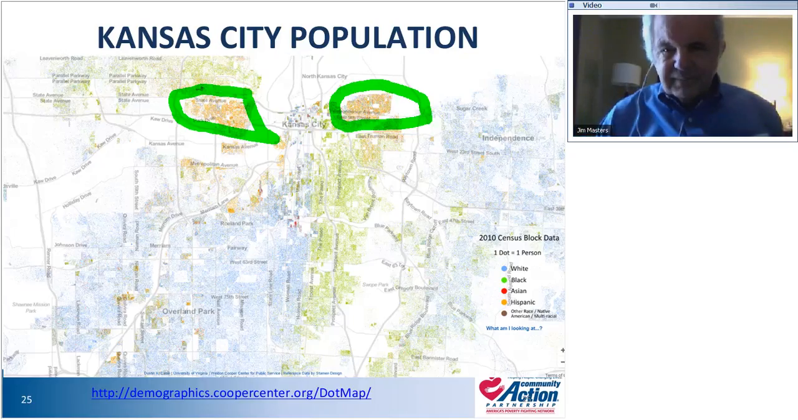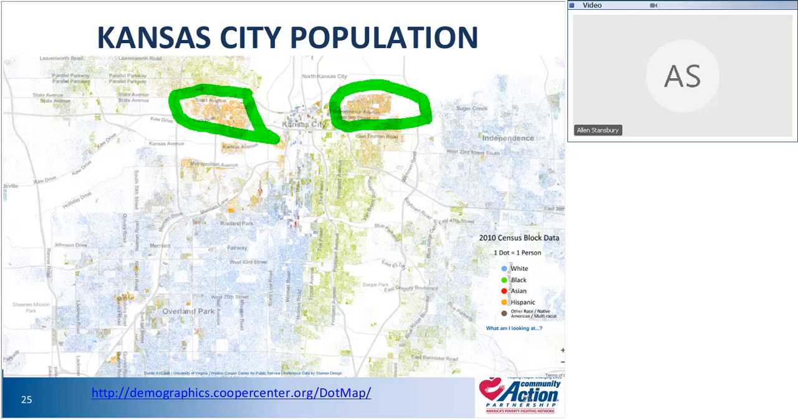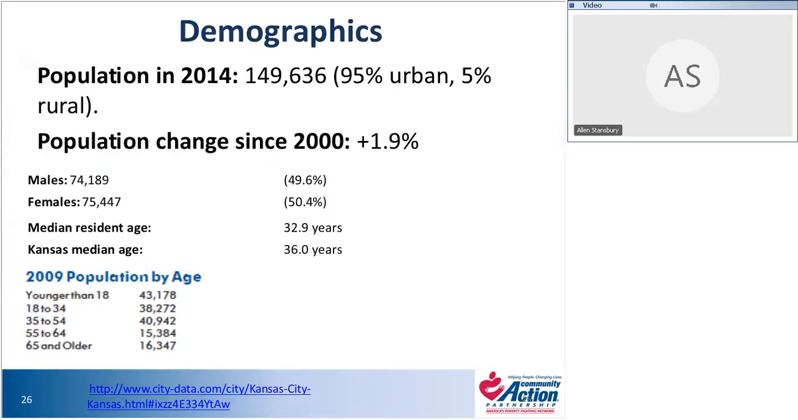Okay, keep going. What's unique about these maps is that you can zoom in on a particular spot. In this presentation we're not allowed to do that, but when you go to this particular link down here, you can go directly to the map and zoom right in to any area that you're working on. So overall, this is from CONFRONTING.com, a composite of the demographics on nearly 150,000 people, of which 95% are urban, 5% rural. Population change since 2000, barely 2%. It also gives you a breakout of males versus females, and average median resident age.